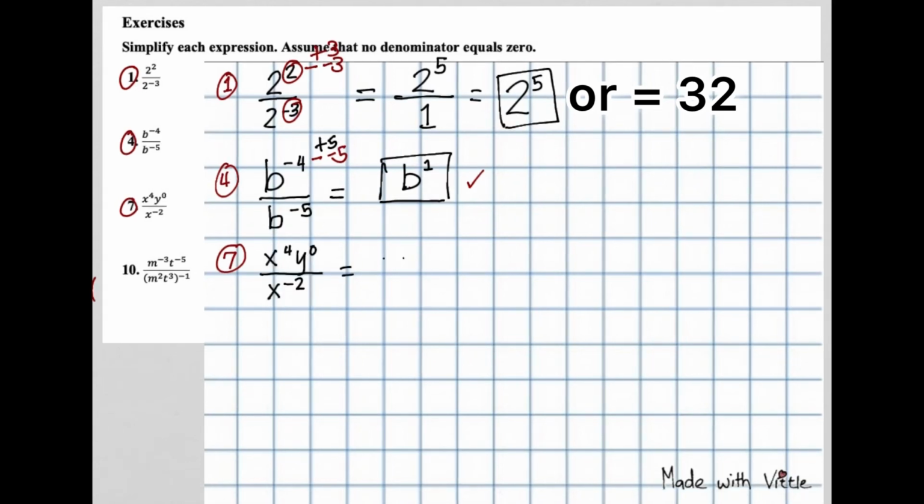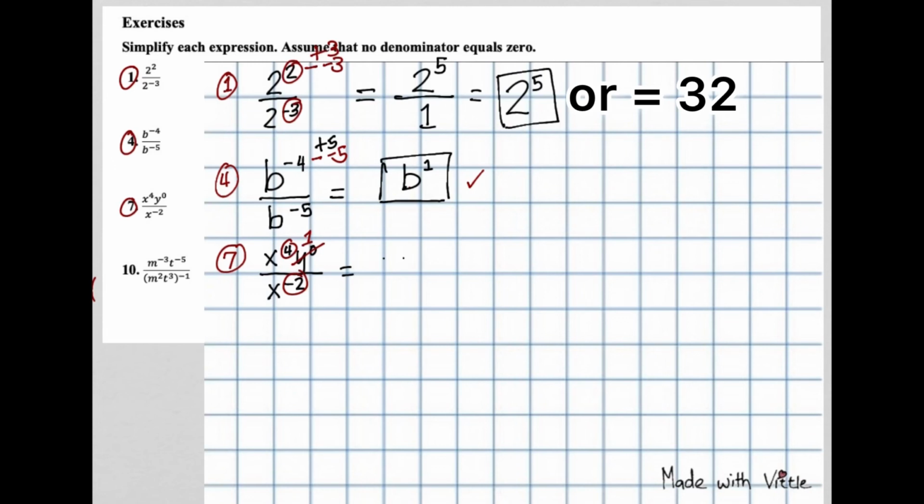X to the fourth power, y to the 0 power divided by x to the negative second power. You know, anything with a power of 0 will just turn into one whole. Now let's subtract the powers of x. Or in this case, just add them, because if you place this x to the negative second power on top, it's just going to turn into a positive.